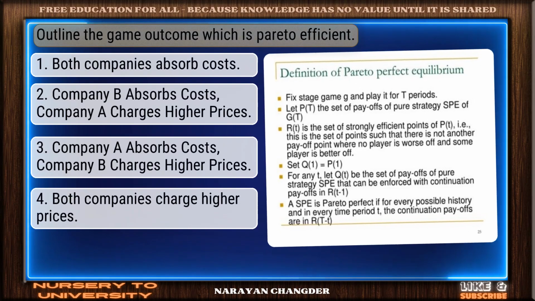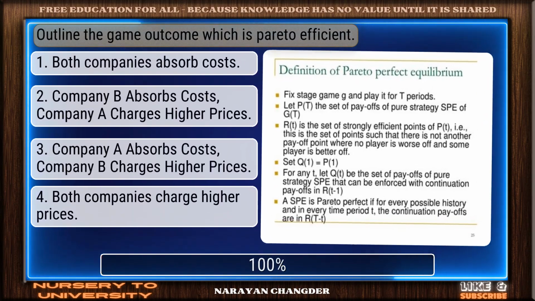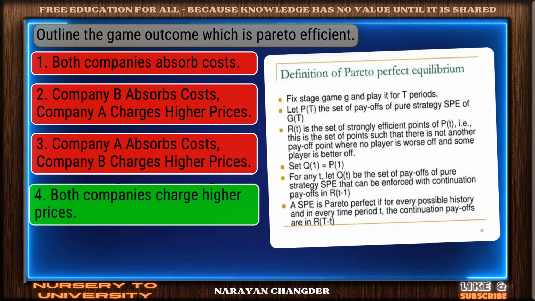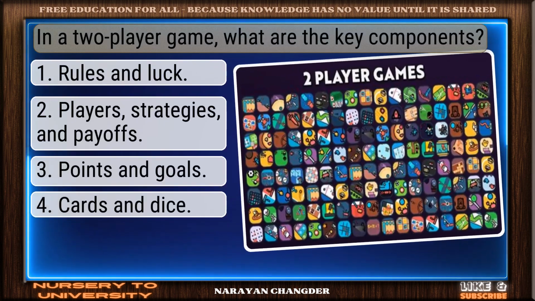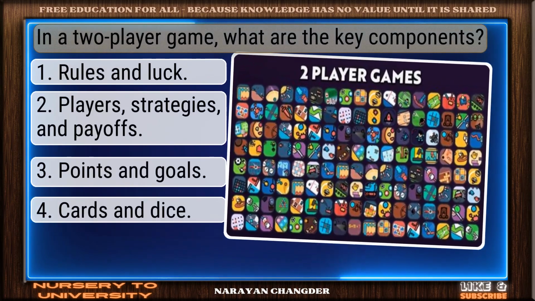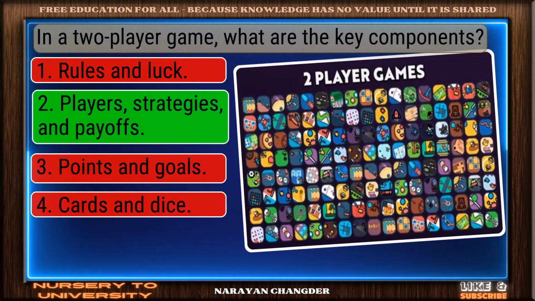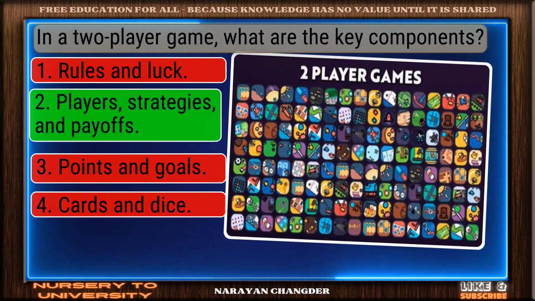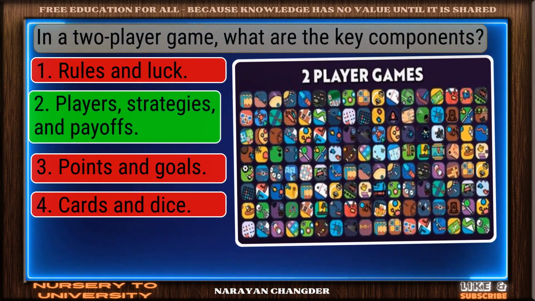Outline the game outcome, which is Pareto efficient. Solid response. Both companies charge higher prices is a valid choice. In a two-player game, what are the key components? Smart move. Players, strategies, and payoffs is an accurate answer.